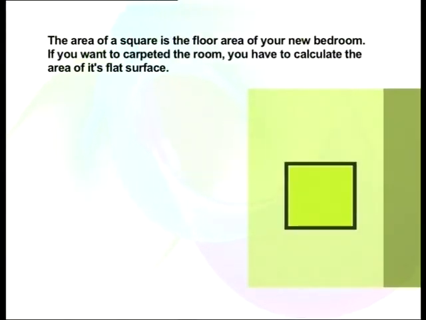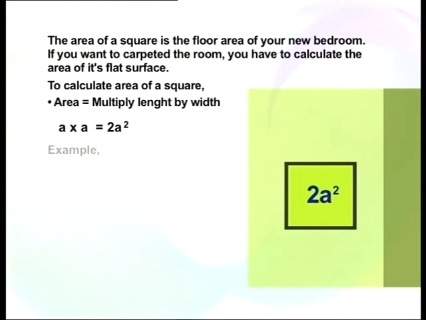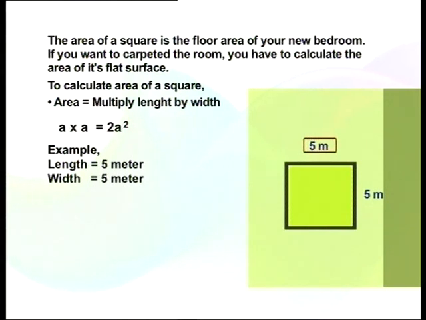Look at the example. The area of a square is like the floor area of your new bedroom. If you want to put a cupboard in the room, you have to calculate the area of its flat surface. To calculate the area of a square, you need to multiply length by width. So, A multiplied by A equals A squared. Let's say the length and the width is 5 meters. 5 meters multiplied by 5 equals 25 square meters.